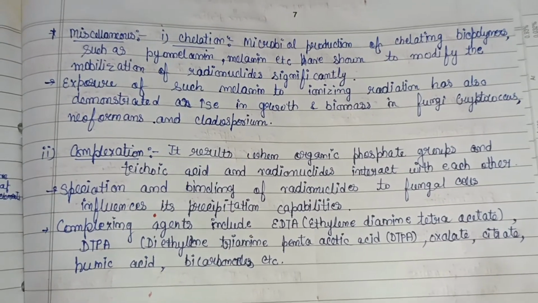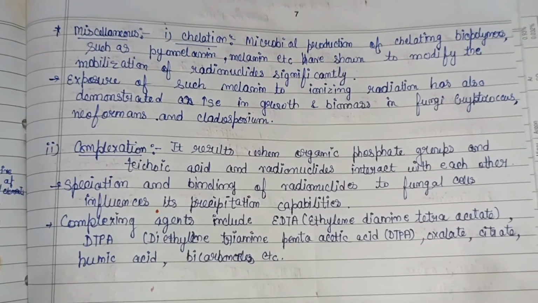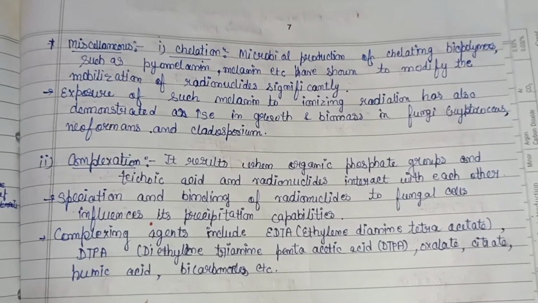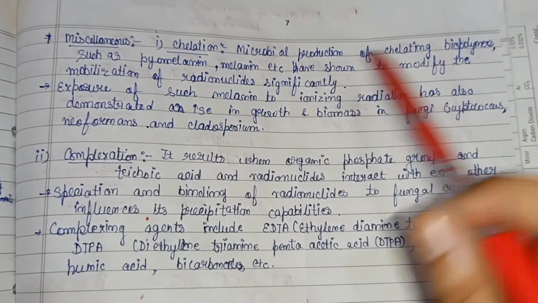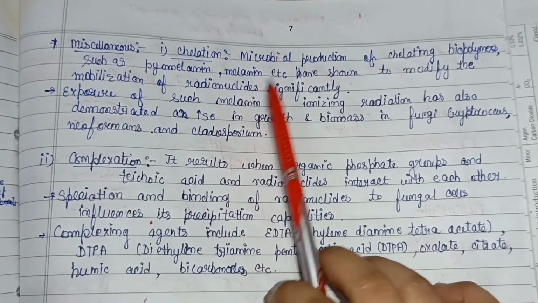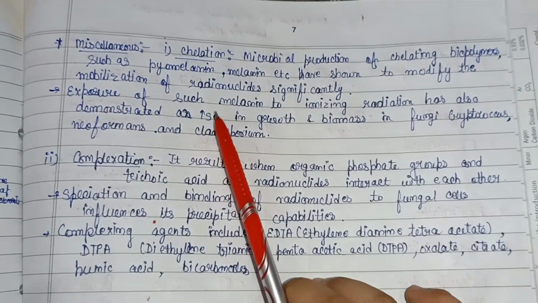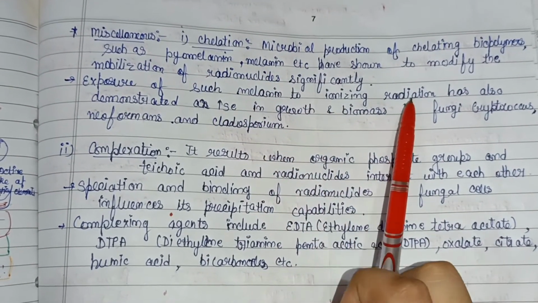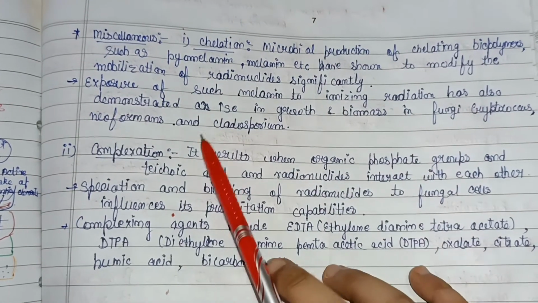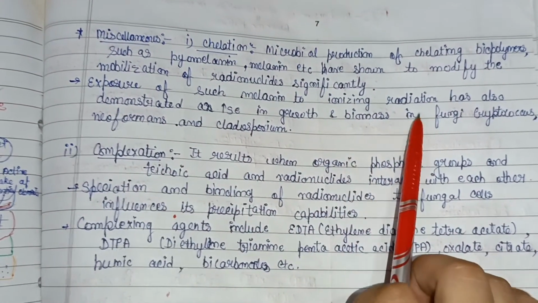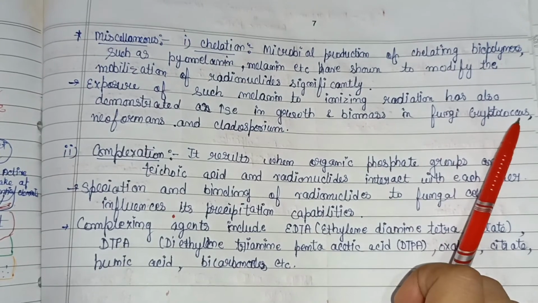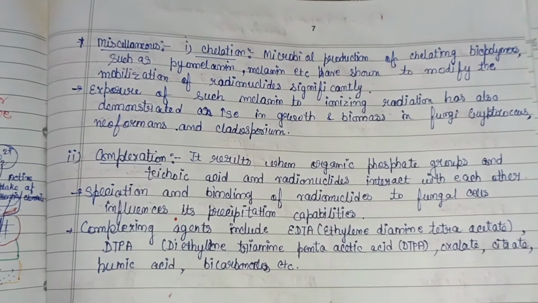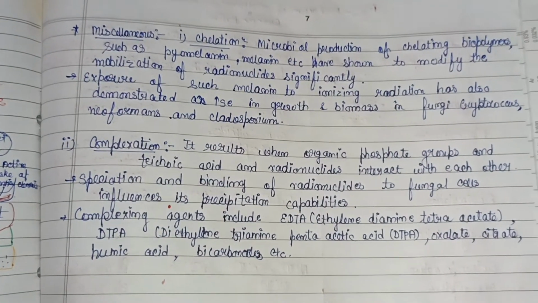Then there are some miscellaneous mechanisms also involving the microorganisms and radionuclides. First is chelation. Microbial production of chelating biopolymers such as pyomelanin, melanin, etc. has been shown to modify the mobilization of radionuclides significantly. Exposure of such melanin to ionizing radiation has also demonstrated an increase in growth and biomass in the fungi Cryptococcus neoformans and Cladosporium. So basically chelation products will lead to better growth of the microorganisms.